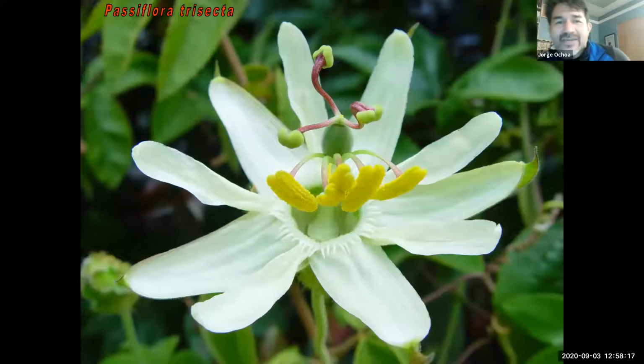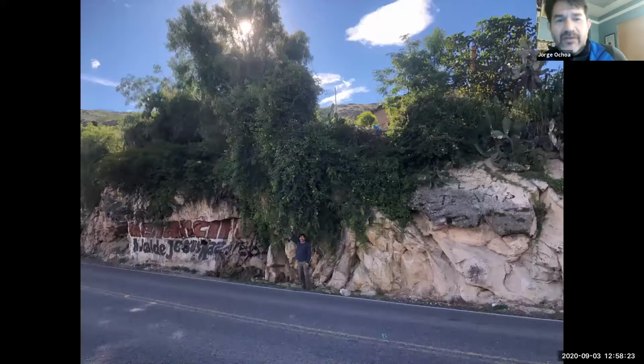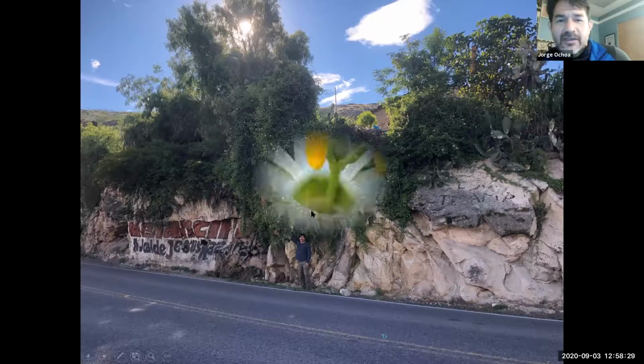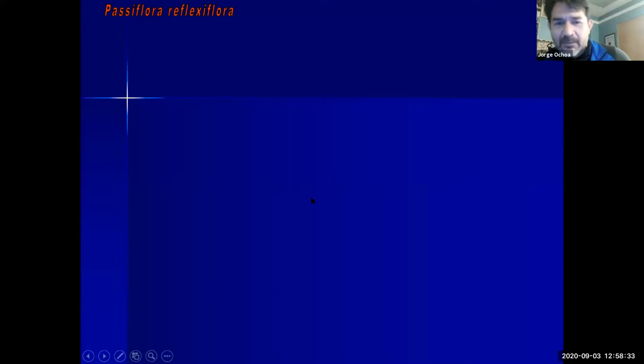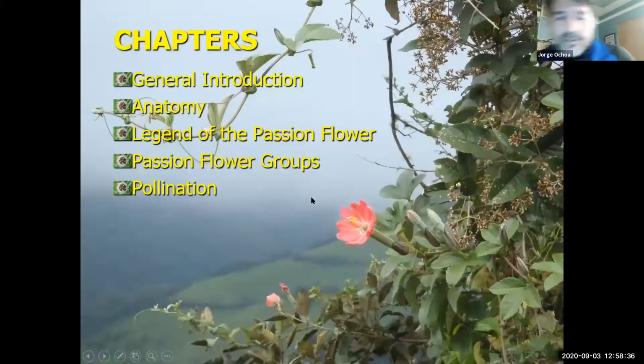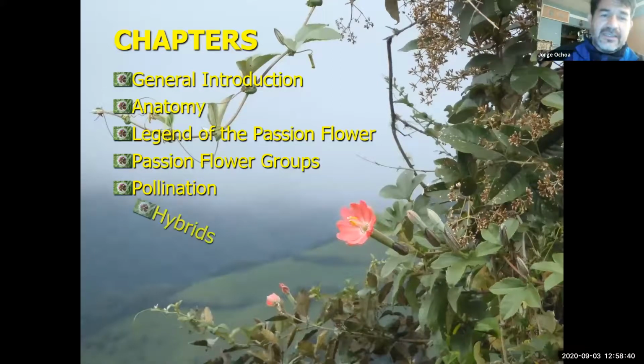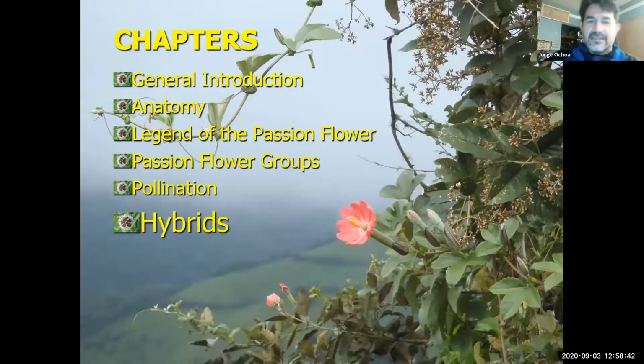And then Trisecta, a very large white flower. This is one that I grew here. But in January, I was able to see it in the wild, a gigantic plant, on the side of the road in Peru. And I was able to take some photographs of some of these plants in the wild.